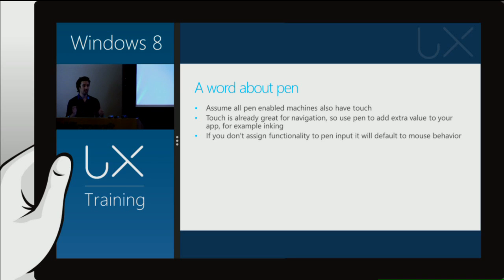Maybe it immediately inks. You don't have to do any special mode or anything. You can navigate with touch and then just ink with your pen immediately. And if you don't do anything with Pen, it will still work, but it will work like a mouse. That's kind of the fallback option. So think about creative, cool things you can do with Pen.